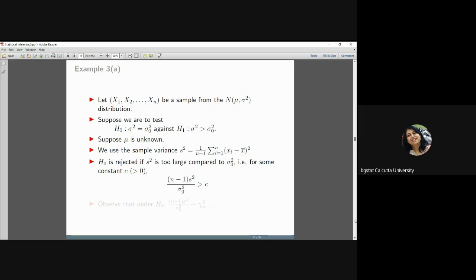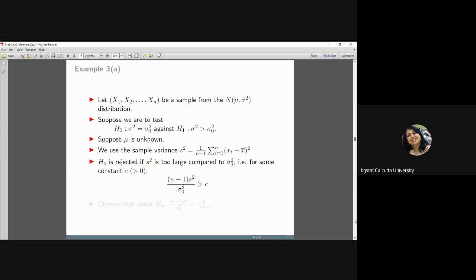Let's suppose mu is unknown. When we were testing hypotheses about the population mean, we used the sample mean. By the same logic, since the hypothesis concerns the population variance, we are going to use the sample variance. Because I know the distribution of the sample variance when I have a divisor of n minus 1, I'm going to use this definition of the sample variance, which is the variance but with the divisor of n minus 1 rather than n.